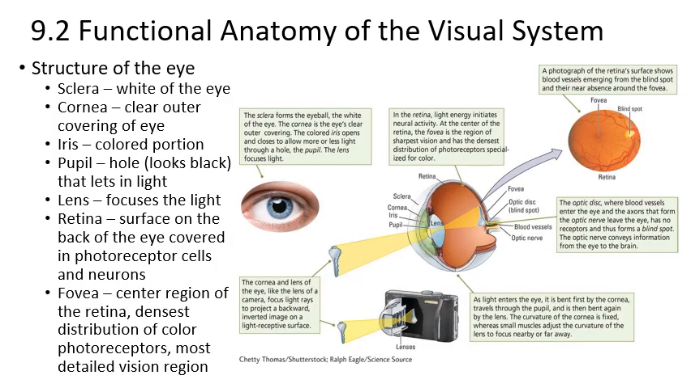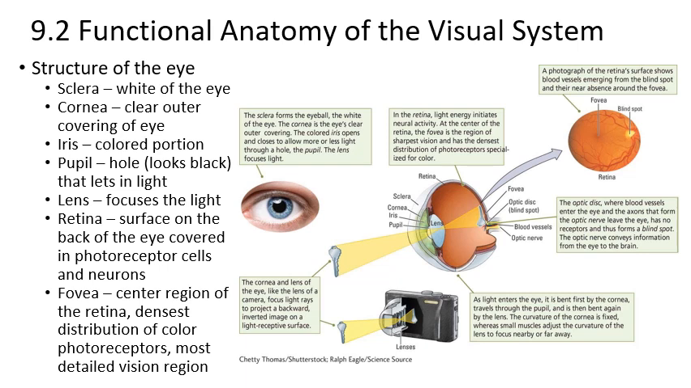Structure of the eye. There's the sclera, which is the white part of the eye, and the cornea, which is the outer clear covering. The iris is the colored portion, and the pupil is this hole that looks black, and this is what lets the light in. The iris opens and closes a little bit to let more or less light through the hole, making the pupil look bigger and smaller. The lens focuses the light.